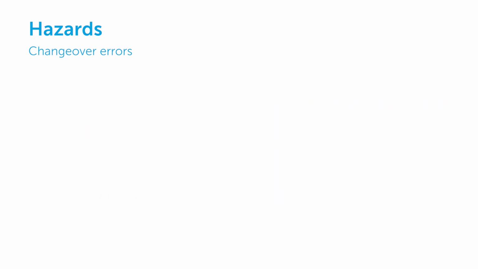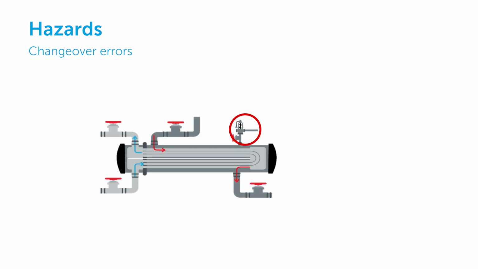Pressure safety valves quickly relieve overpressure. For every online heat exchanger, relief capacity must be available. If the PSV is blocked, overpressure cannot be relieved. Pressure will build up, and the heat exchanger might explode.